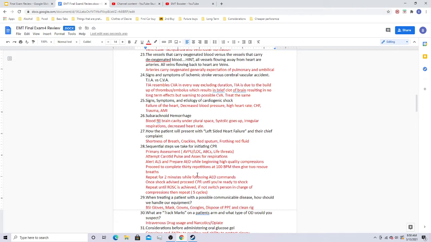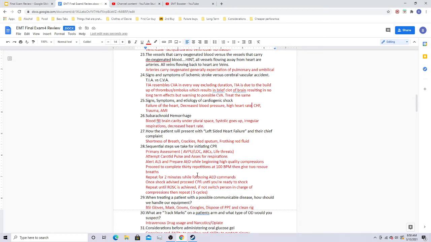Subarachnoid hemorrhage. Blood fills the cavity between under the pleural space. Sub being the below, epi being the above. Systolic goes up, irregular respirations, decreased heart rate. This is also known as the Cushing's triad.